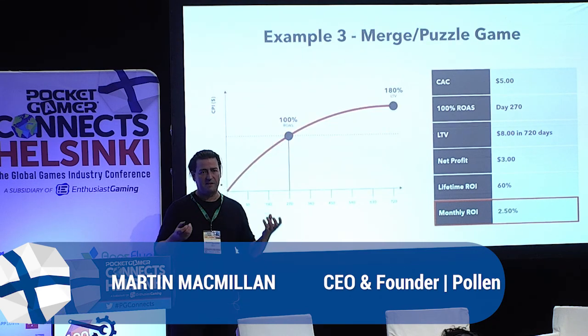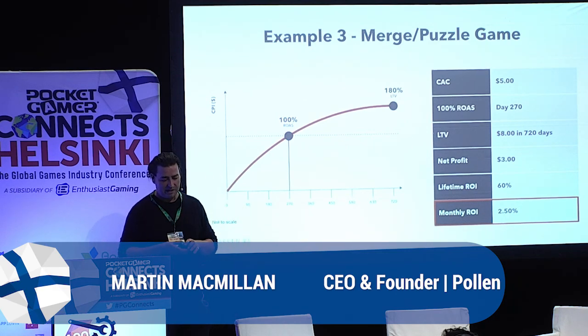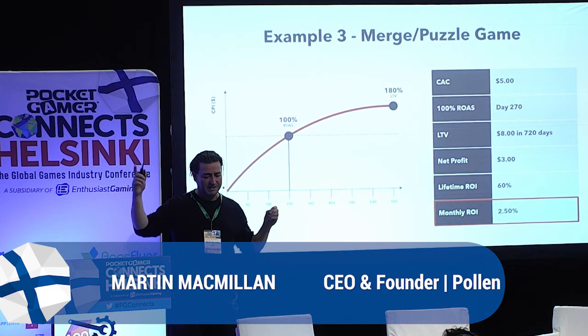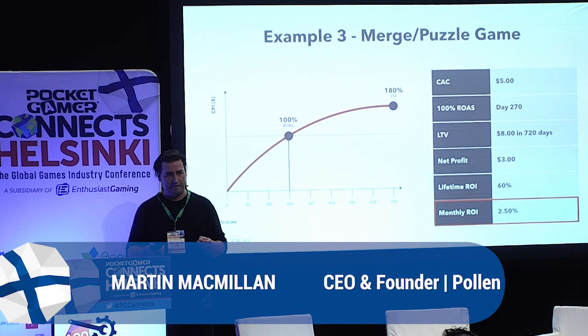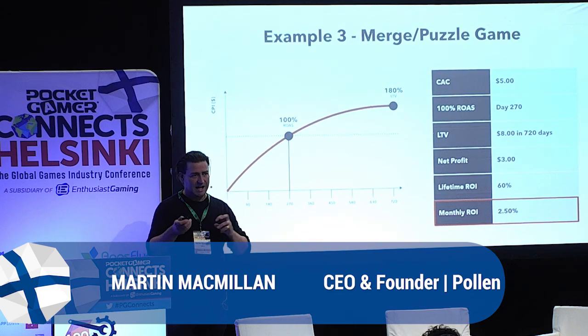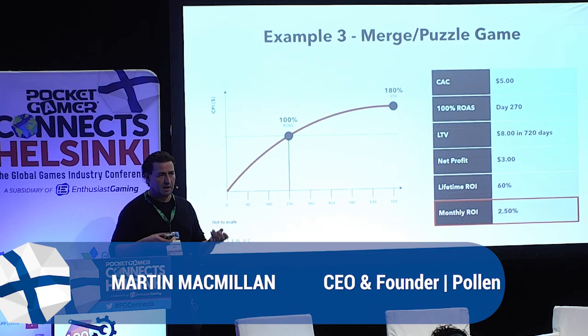So say I invest $5 into my merge game, breaking even, maybe a bit generously, day 270, and I go on to make a 2-year LTV of $8. So I'm making a total of 60% return on my UA, but it's taking me 2 years to do that. By the time I divide it down into a monthly metric for comparison, I'm only making 2.5% per month. Now, that may be a great return for that genre, but again, you start to see the differences in how the different genres can be monetized.